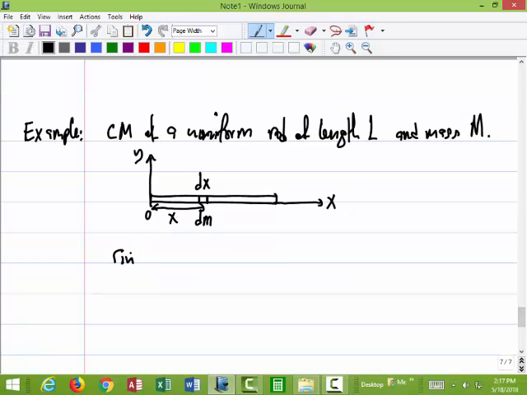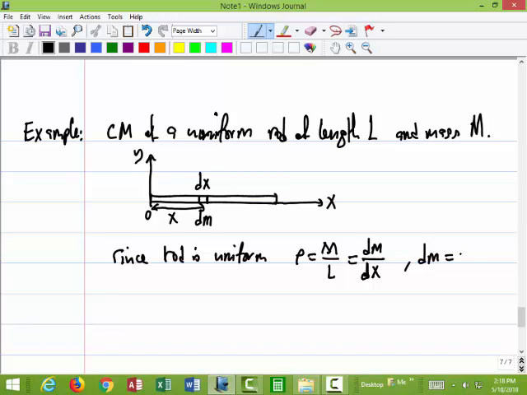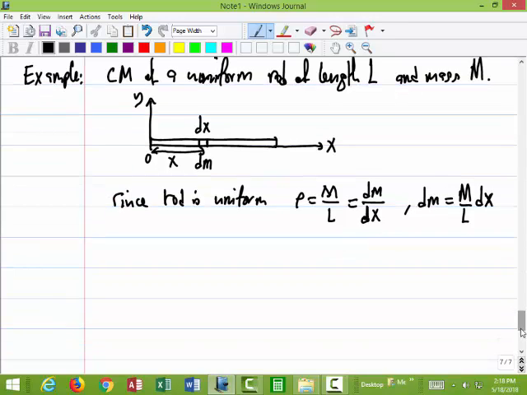Since the rod is uniform, we can say the density of the rod is equal to the mass per unit length of the rod. And so an element dm in the rod will have the same density if we take dm divided by its length dx. So from there we can say that the element dm is equal to M over L dx. This is what we shall use as a substitution in our integral.